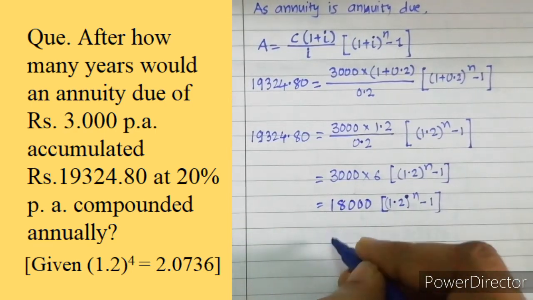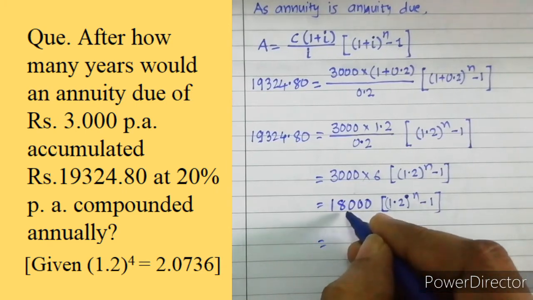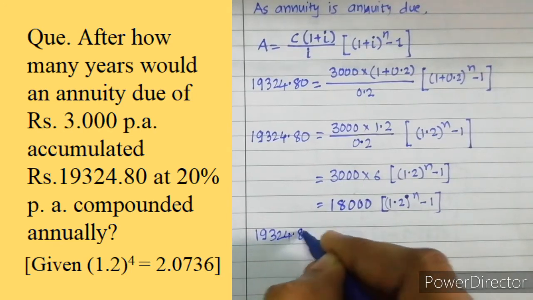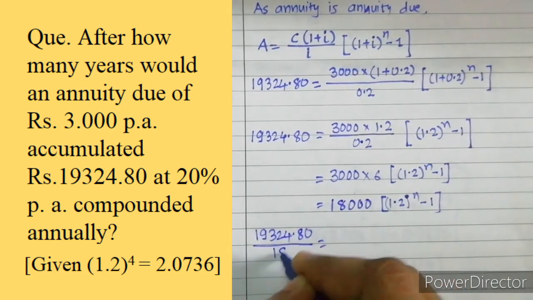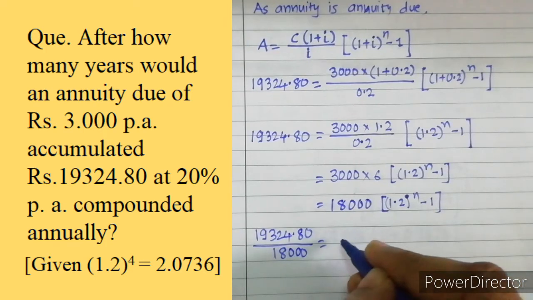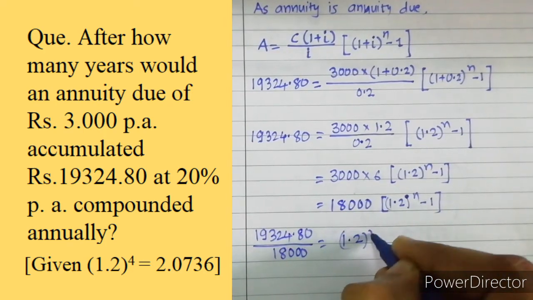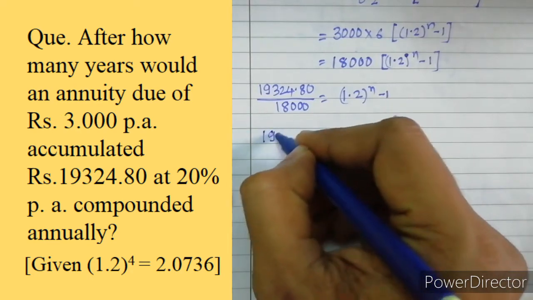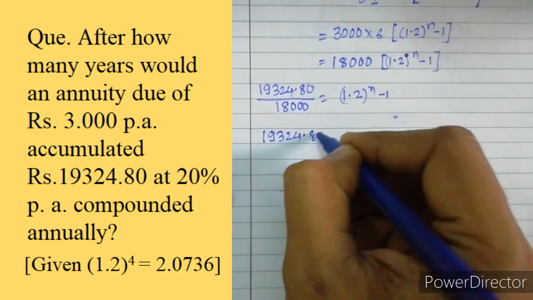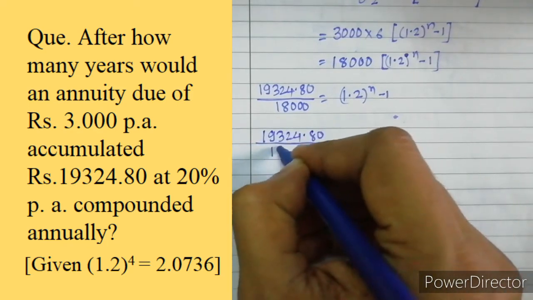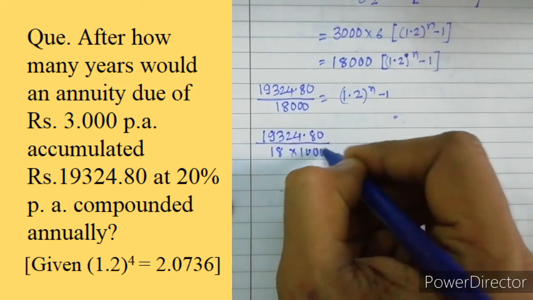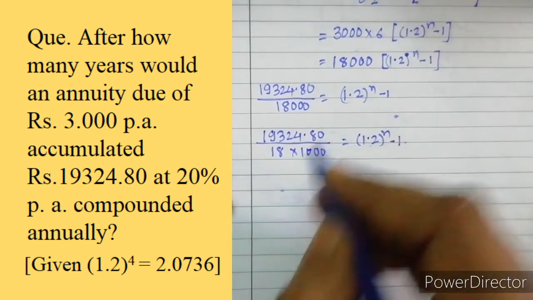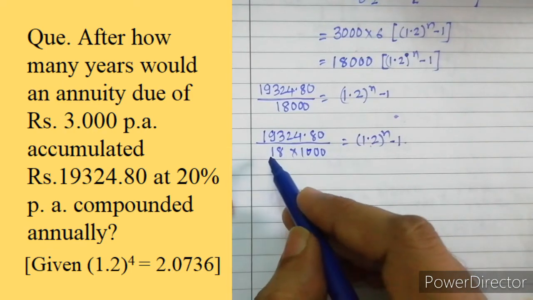Okay, which is equal to, take 18,000 to the left side, so it is 19324.80 divided by 18,000, equals 1.2 bracket raised to n minus 1. That is 19324.80 and 18 into 1000, equals 1.2 bracket raised to n minus 1. Now divide this part by 18 only.